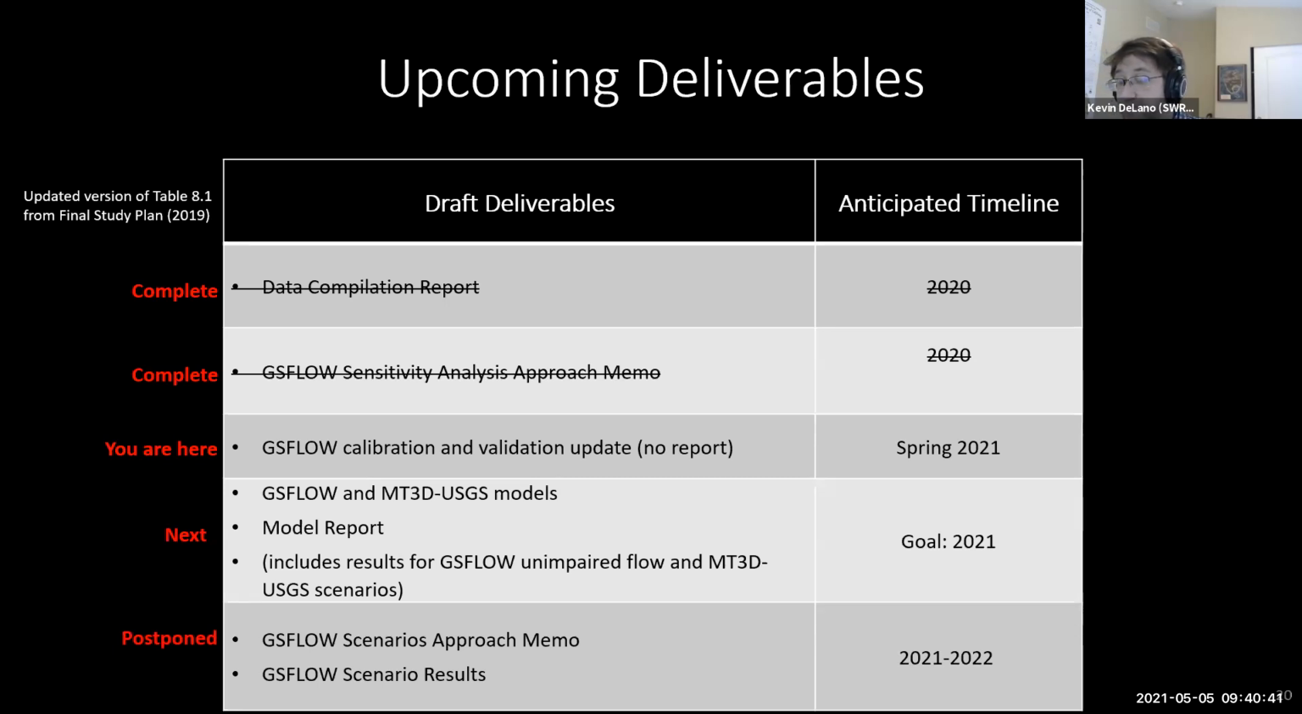So we have budget for 7 other GSFLOW scenarios, and we'll be talking more about those in webinar 3. We've determined what a few of those will be, and we want public comment on what the remaining 4 should be. And then we'll, of course, publish results on those scenarios once we run them.